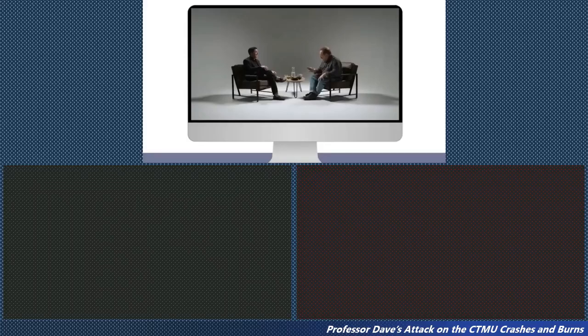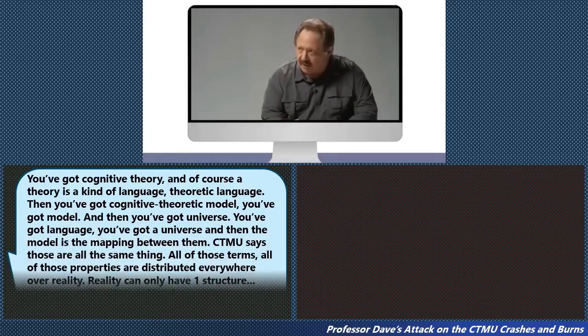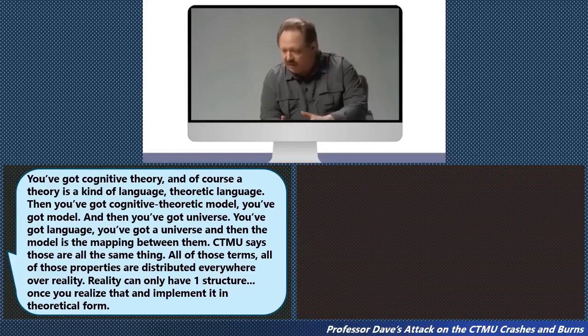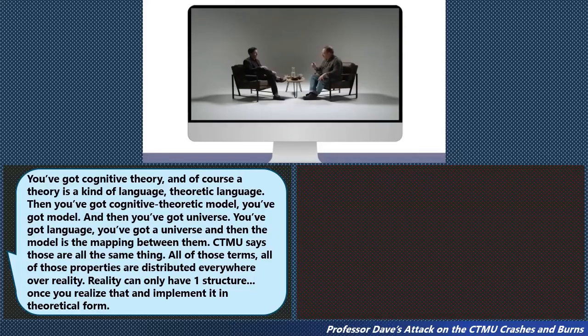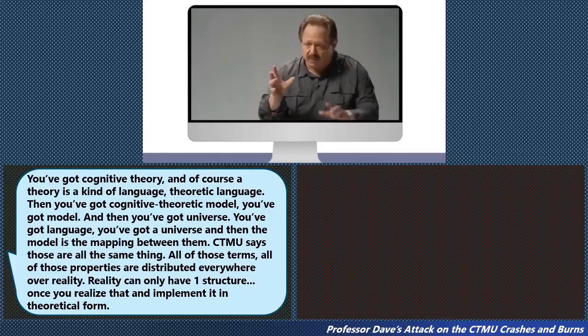If you take a good close look at that, you've got cognitive theory, and of course, a theory is a kind of language, theoretic language, okay? And then you've got cognitive theoretic model, you've got a model, and then you've got universe. You've got a language, you've got a universe, and then the model is the mapping between them. CTMU says those are all the same thing. All of those terms, all of those properties are distributed everywhere over reality. Reality can have only one structure once you realize that and you implement it in theoretical form.